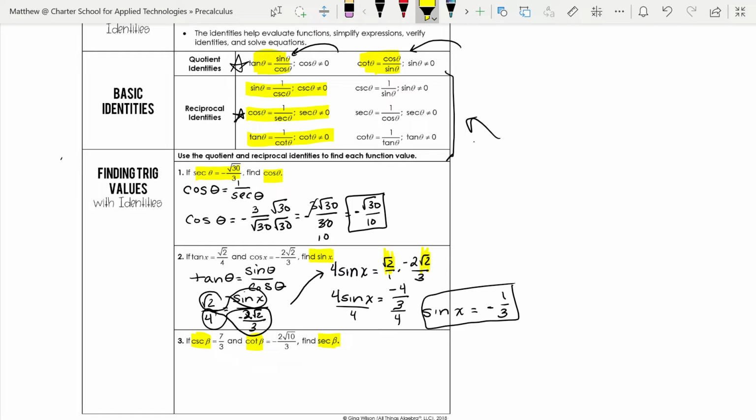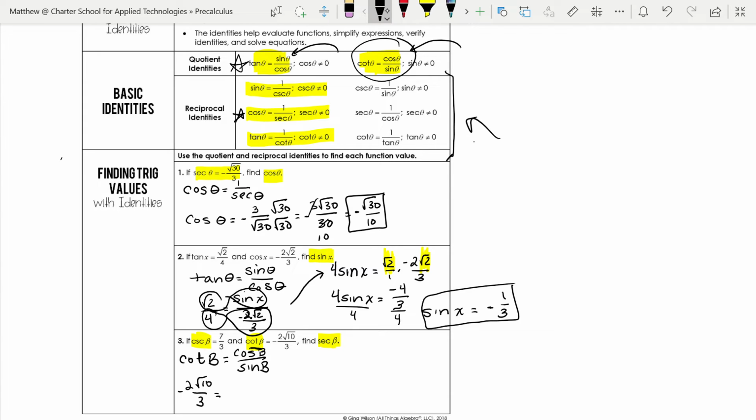But what I do have is that we know that the cotangent, which is given to me down here, is equal to cosine over sine. So let's write that one down. Now, if you want to use theta, you can. These are betas. You can use b. Cotangent of beta equals cos of beta over sine of beta. And the only other thing that we need to worry about is we know what cotangent is. Cotangent is negative 2 square root of 10 over 3.